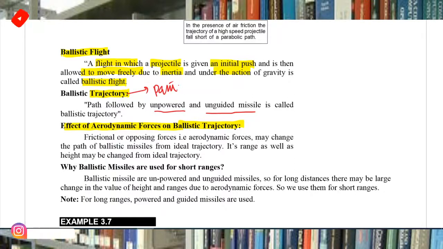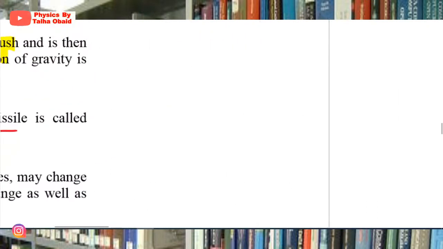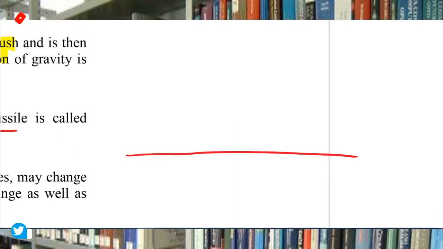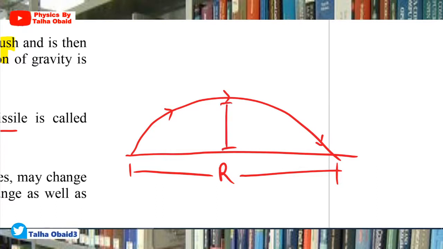Now here we are concerned with the effect of aerodynamic forces on ballistic trajectory. Let me give you an example. Consider we have just thrown a ballistic missile and it will simply follow a parabolic path and hit the target. It has covered some range, and it has also attained some maximum height.